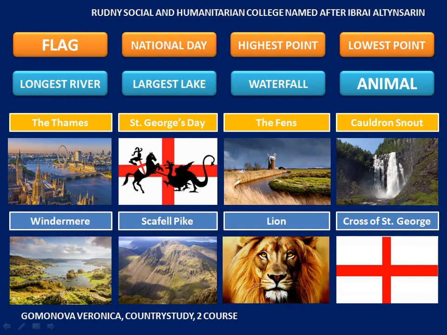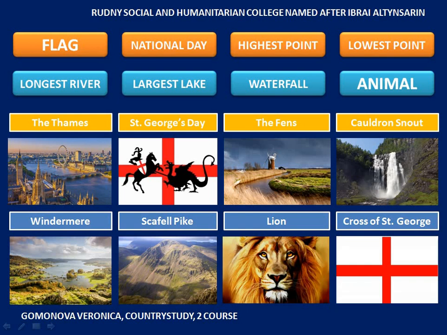To begin with, I would like to suggest you such an exercise to match the words and word combinations to the pictures and their names below. So, match which one is a flag, national day, the highest point, lowest point, longest river, largest lake, waterfall, and animal of England. So now we are going to check your suggestions.